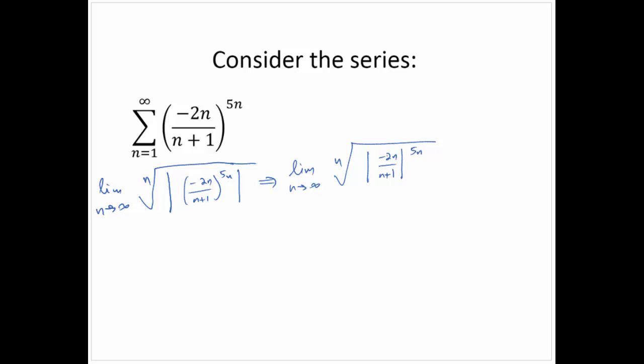Now, using our rules for exponents, the nth root and the 5nth power, remember that's like saying the quantity to the 5nth power to the 1 over nth power. If you remember your rules for exponents, you multiply those exponents, and that becomes the quantity to the 5th power. So this becomes the limit as n approaches infinity of the absolute value of negative 2n over n plus 1 to the 5th power.